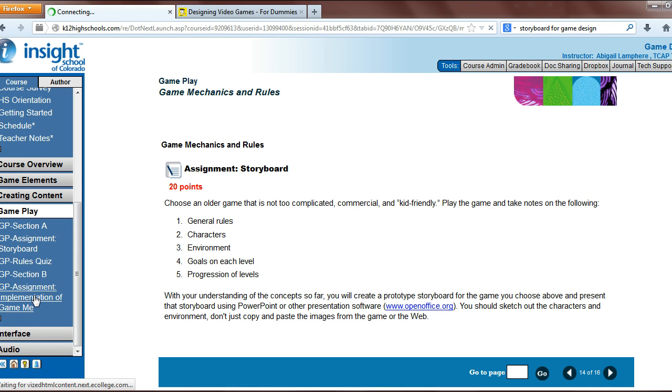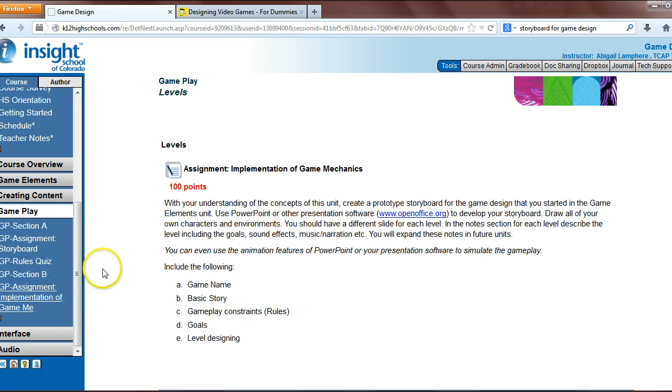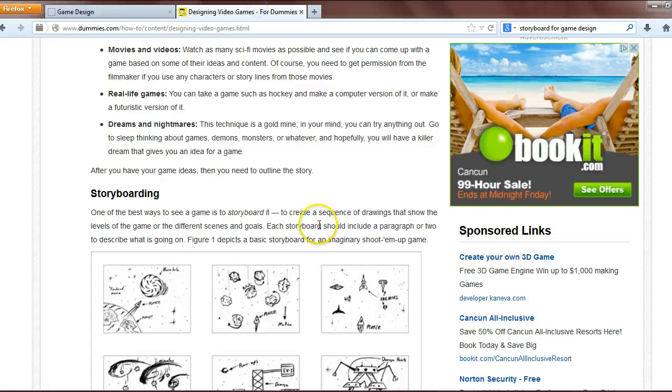The next storyboard assignment is called Implementation of Game Mechanics. This one, I explained, is very, very similar to that first storyboard assignment, except you're going to be creating a storyboard for your own game. So yes, you will need to include some sketches. I know some of you have been really trying to avoid it, but like I've said before, you're not going to be graded on your artistic ability, but you do need to include something.